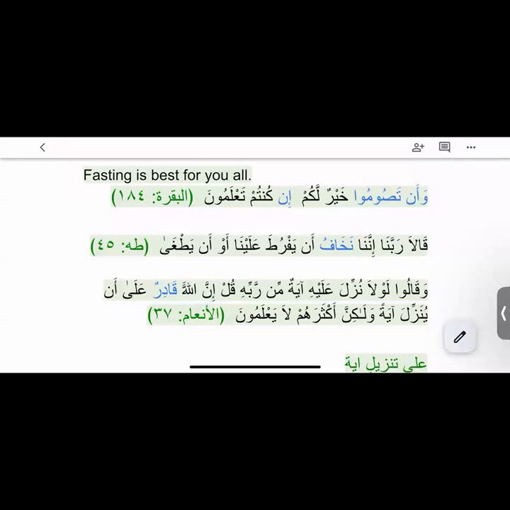Why is it going to be nasb in status? What is it answering for you? It is maf'ul. It is your maf'ul. It is answering what question? That is why it is going to be your maf'ulun bihi fi mahalli nasbin, because now you have a whole statement or something that is coming after qala. In Quran, we don't see any punctuation. So you have to put your inverted commas right at the right spot based on your Arabic grammar.